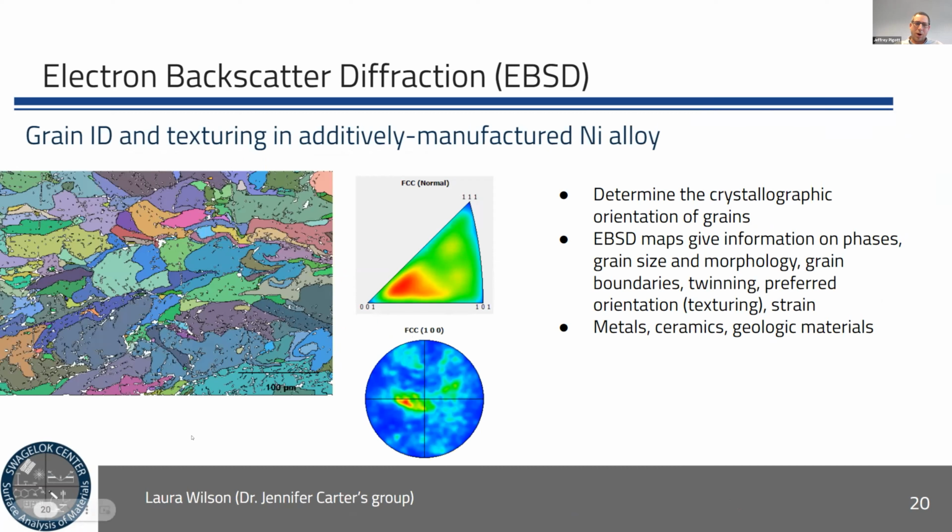And so this is the type of data that one would get from it. This is data acquired by Laura Wilson on some additively manufactured nickel alloy, where you can visualize the grains and get grain size, grain orientation. You can see if there is texturing or preferred orientation. And again, this can be applied to predominantly metals, ceramics, geological materials, and you can get phase ID, grain size. You can visualize grain boundaries, twinning, texturing, strain. There's a lot of information that can be extracted from EBSD.